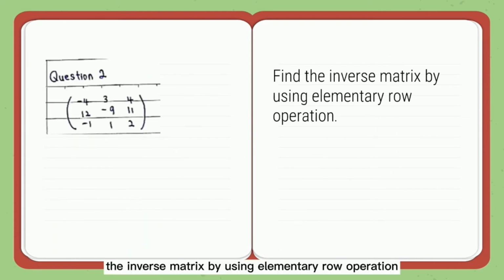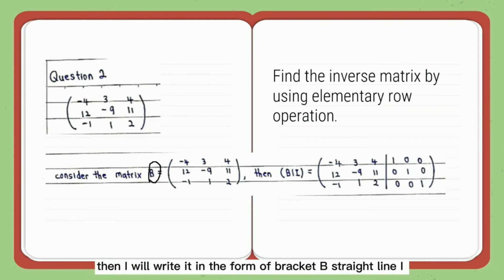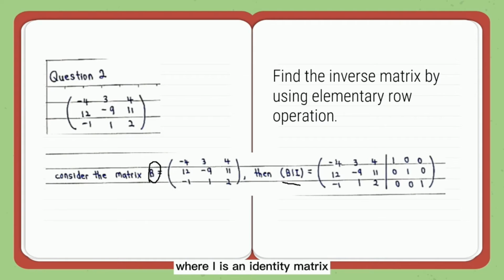Question 2. Find the inverse matrix by using elementary row operation. So how do we do that? We will do the exact same thing as question 1. Firstly, we will assign a variable to the matrix given by the question. In this case, I use B as my variable. Then, I will write it in the form of bracket B straight line I, where I is an identity matrix.